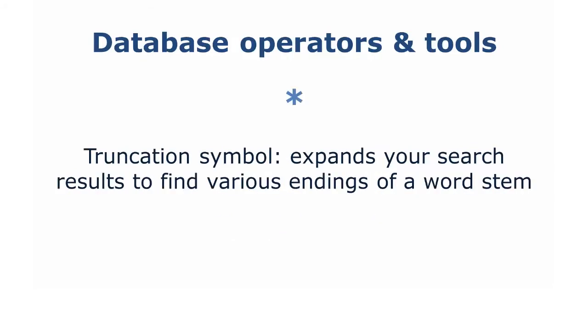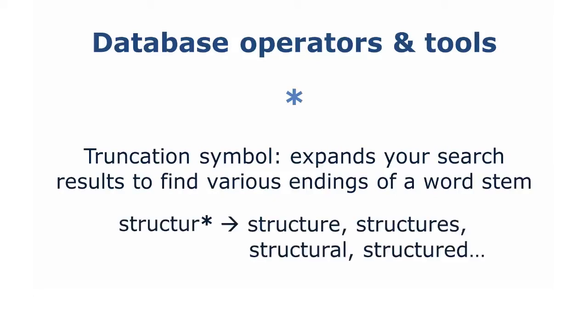In many databases, an asterisk will act as a truncation symbol, which expands your search results to find various endings of a word stem. For example, structure with an asterisk will find structure, structures, structural, structured, and any other endings with this word stem.